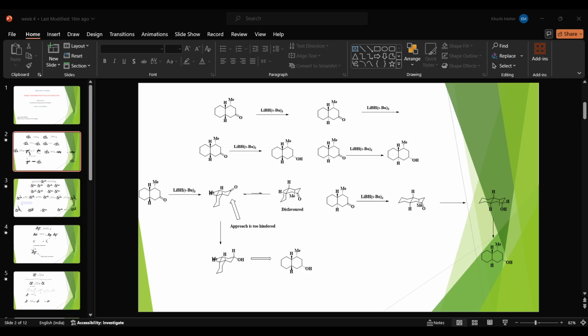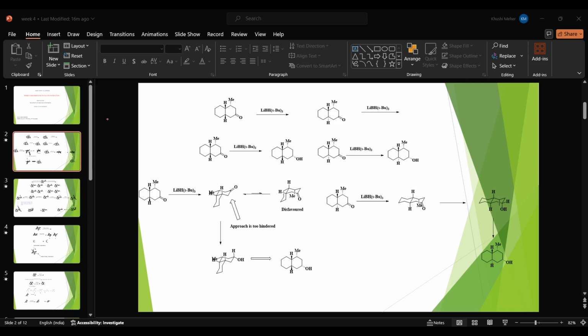In these cases, what will happen? You see that in the first case, the attack will happen from the above face only. In the second case also, the attack happens from the above face. To show you how it will happen, whatever this BH bond is there will attack our ketone. Then only we will get our product.